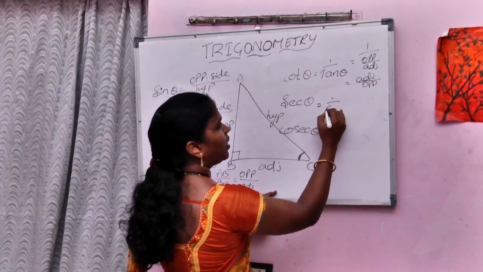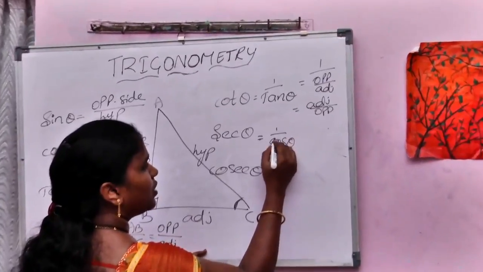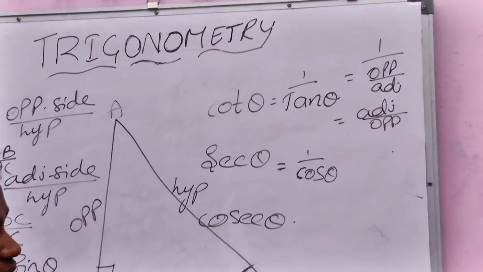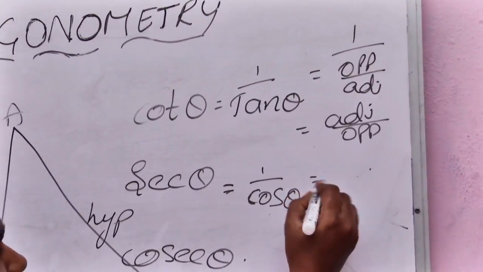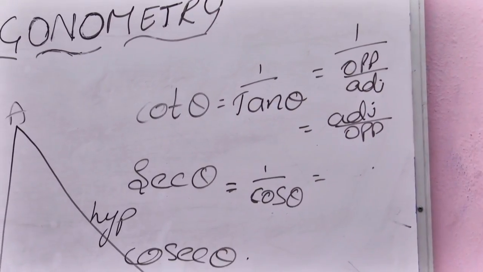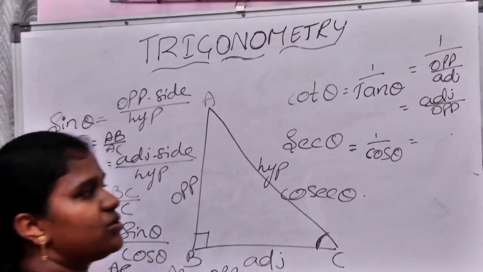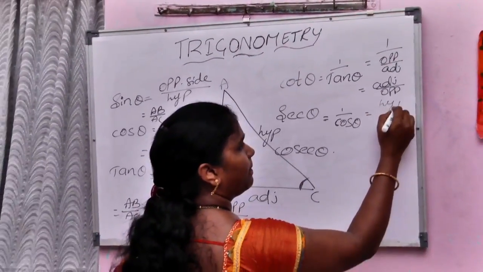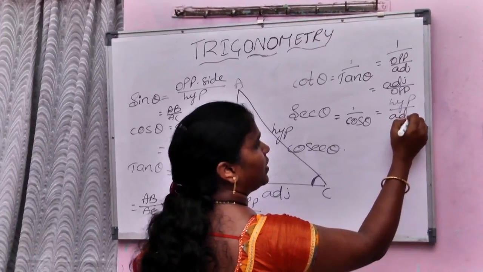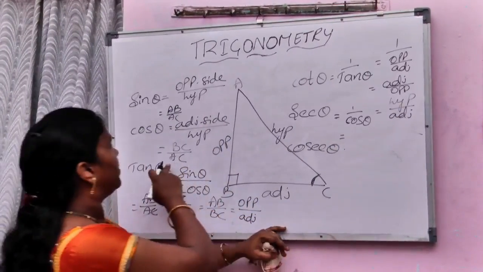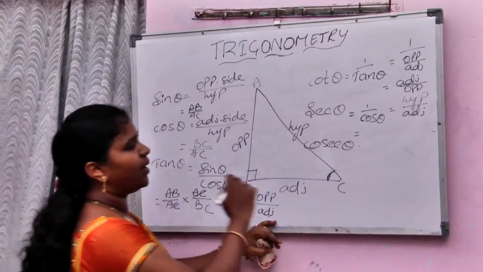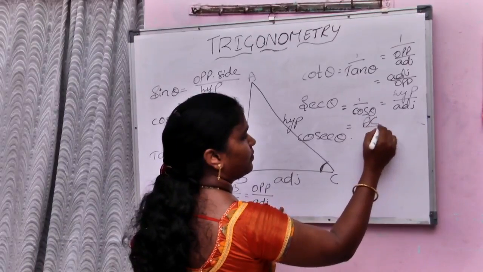And secant theta is nothing but 1 by cos theta. We have to take the reciprocal of the values of sin, cos, tan. So 1 by cos theta. Cos theta is what we got, adjacent by hypotenuse. So hypotenuse by adjacent, which is AC by BC.